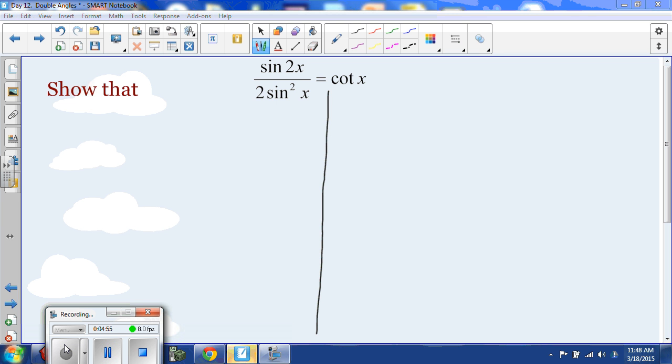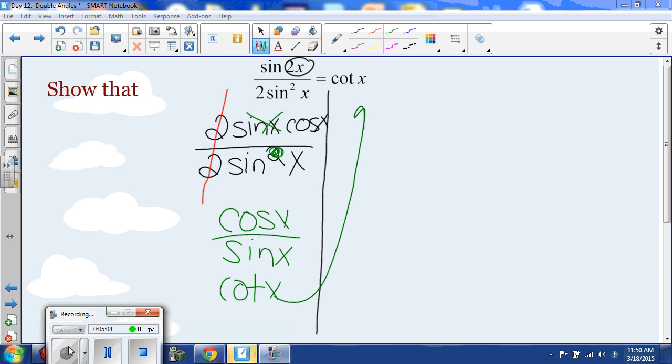The double angle. Thank you. See, we have a double angle in our numerator. So the first thing we have to do is deal with the double angle before we do anything else. So go to your formula sheet. What is the sine of the double angle equal to?